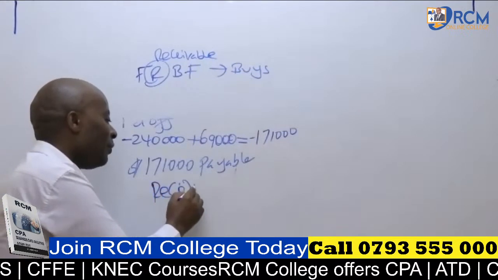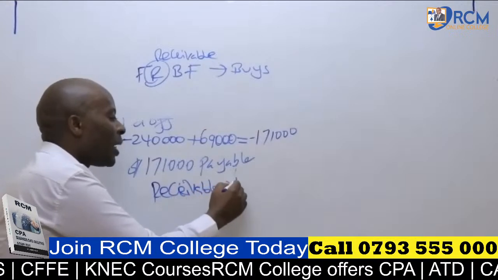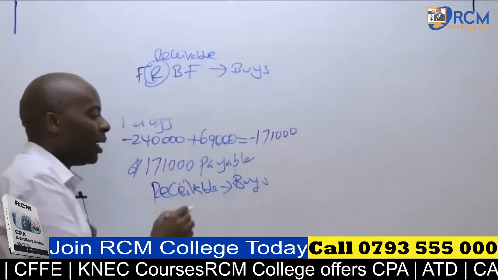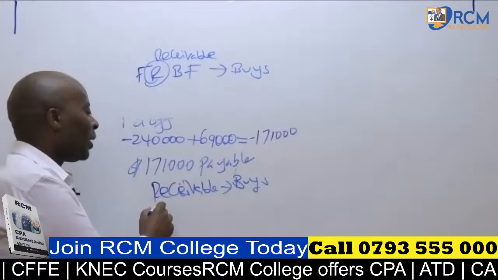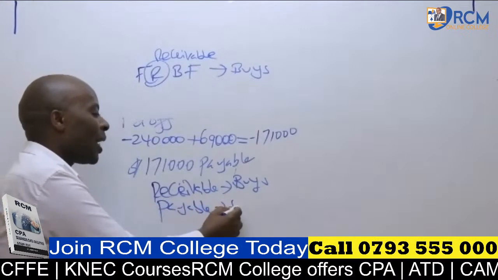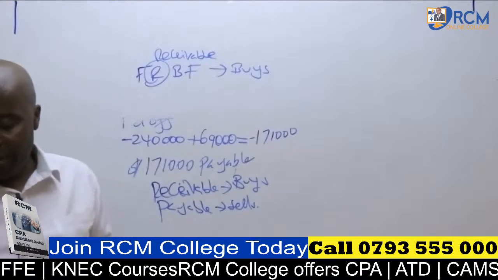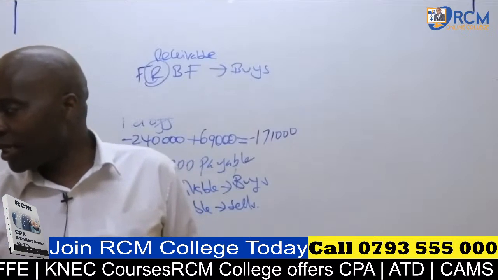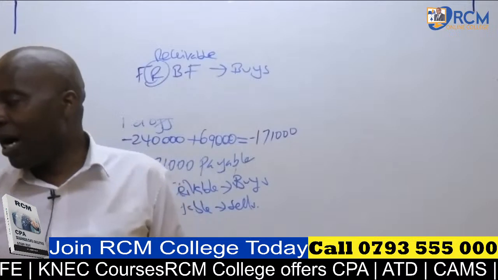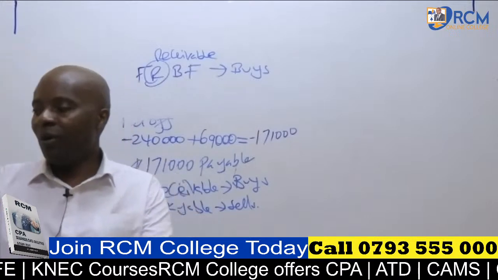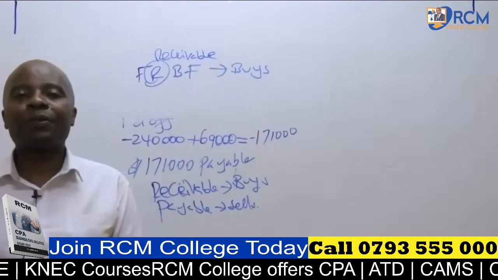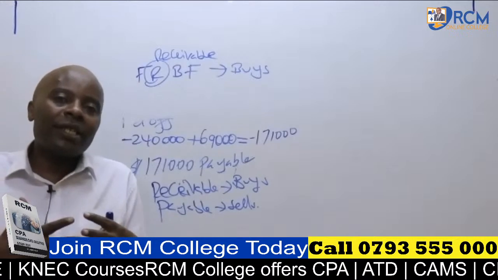Receivable, the bank in this case does what here? Buys. But for a payable, the bank does what here? Sells. The bank sells. For a payable, the bank sells. So it's just a normal thing.